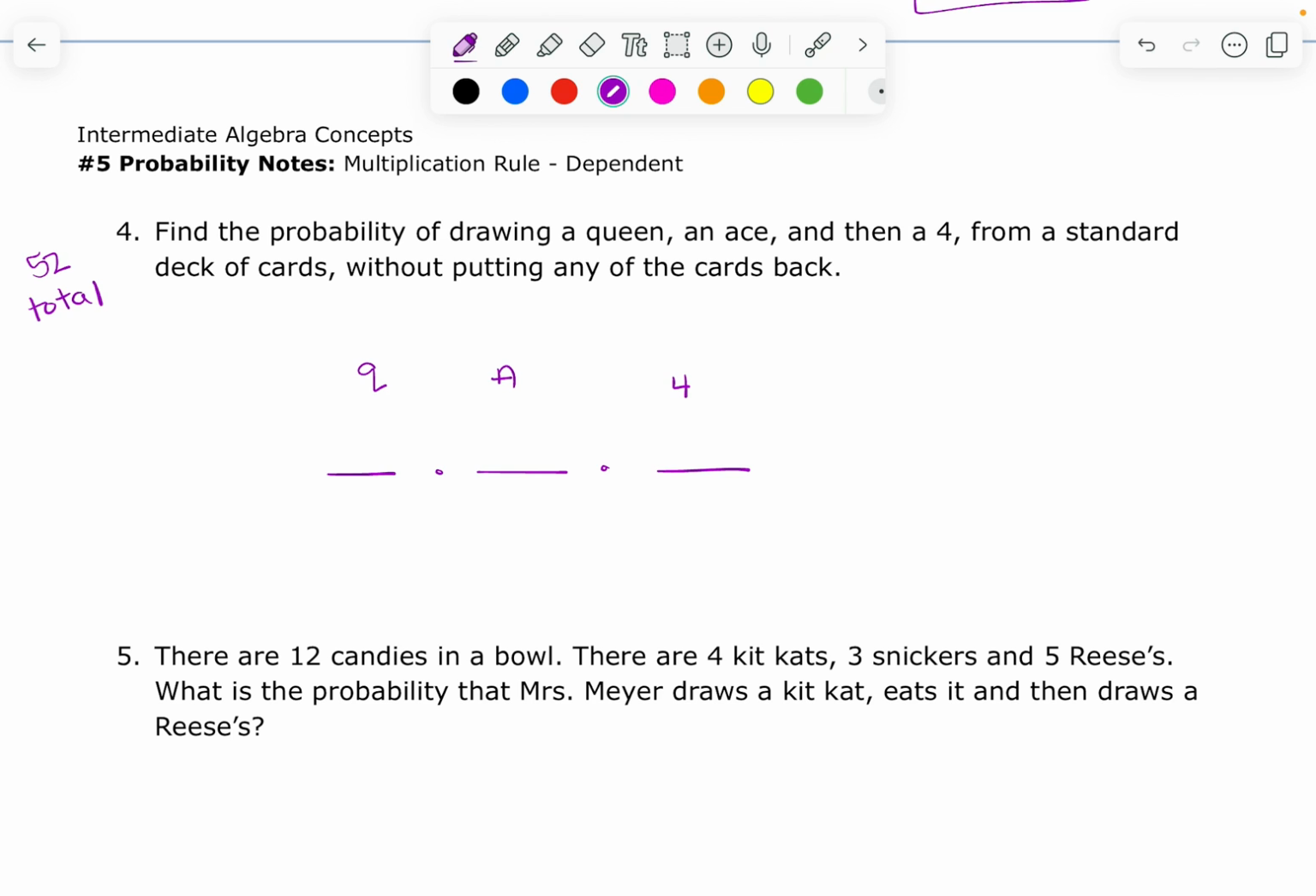And we are not putting them back. Without putting any of the cards back, I'm going to keep them once I pick them up. All right, so queens. Before I touch any of that deck, there are 4 queens out of 52 cards.